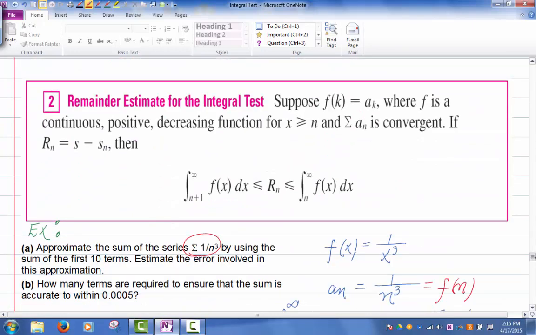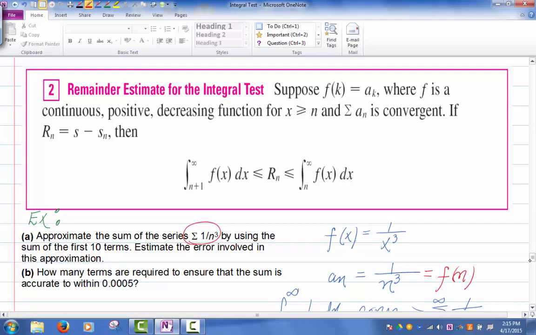So what's the summary of all that? The remainder estimate for the integral test. Again, suppose that the sequence ak is given by f of k, where f is a positive, decreasing and continuous function for x bigger than or equal to some fixed number. There's a bad notation here, and I don't want to use the same n here. Let's make it big N.